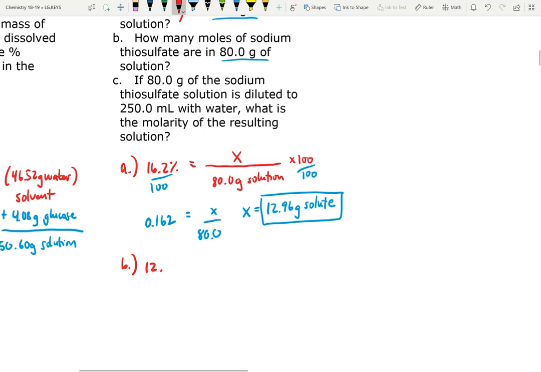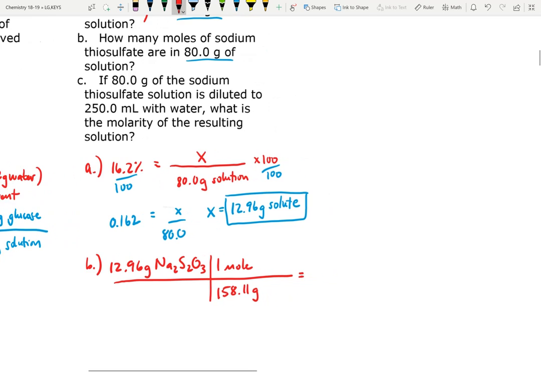But we're going to bring that 12.96 grams of our solution, our solute, Na2S2O3. That formula is in the beginning of the problem. And we're going to convert that to moles. So 1 mole of that is equal to, go to the periodic table and add up Na2S2O3. And you should get a mass of around 158.11 grams as the molar mass. One mole, about 158.11 grams.